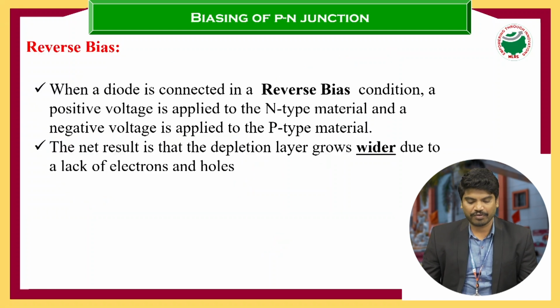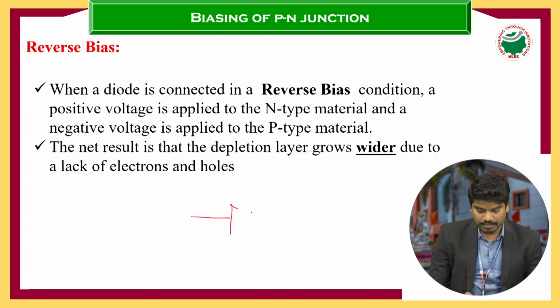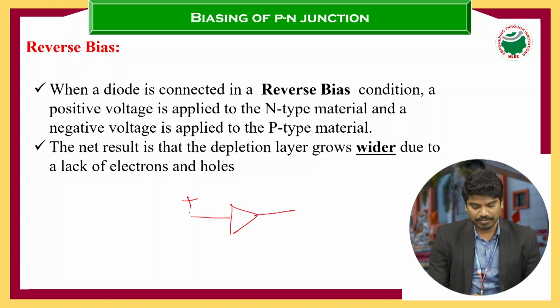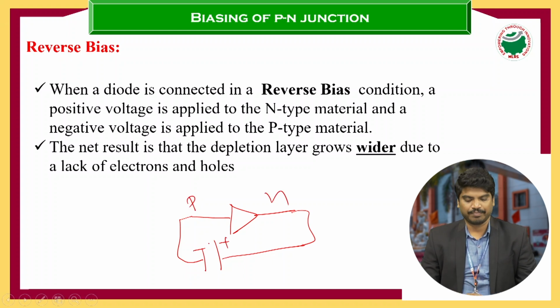Then let us go for the reverse bias. Reverse bias in the sense, we are simply going to connect the positive terminal to the N side and the negative terminal to the P side. Reverse: positive terminal to the N side and negative terminal to the P side.